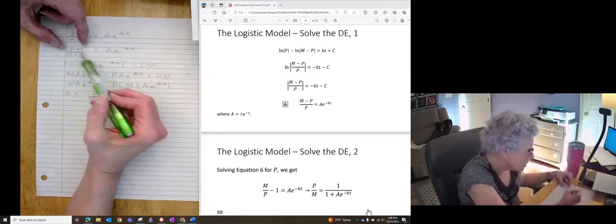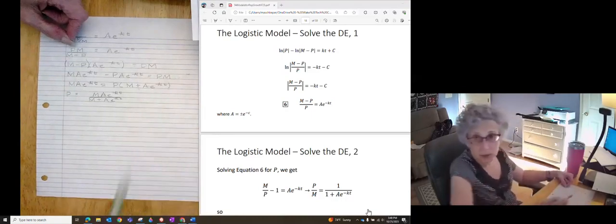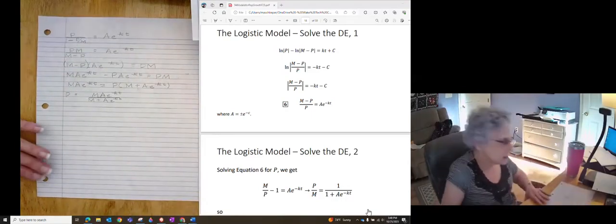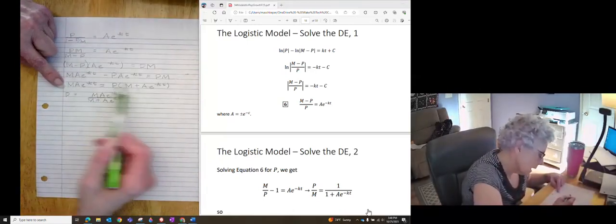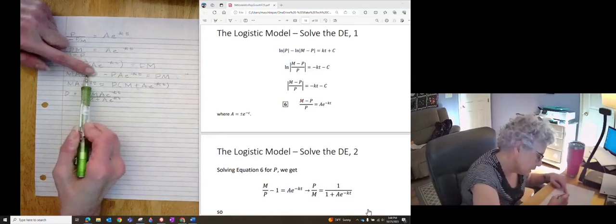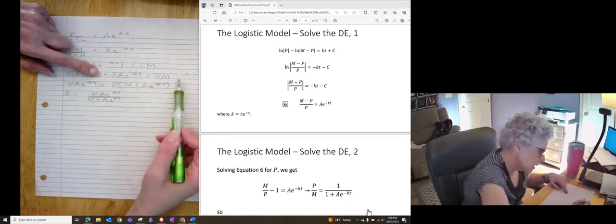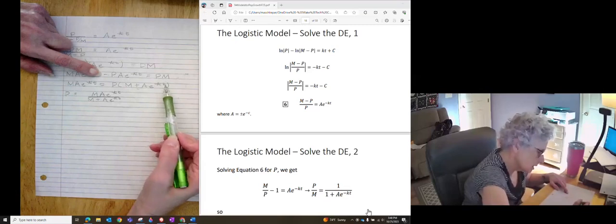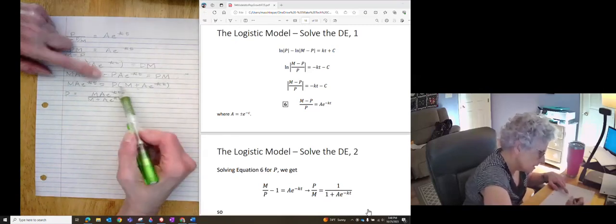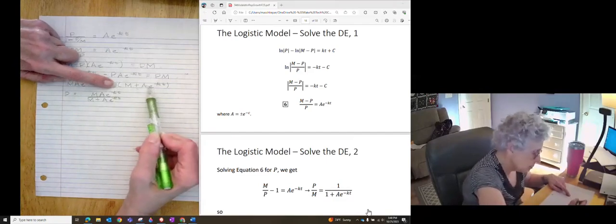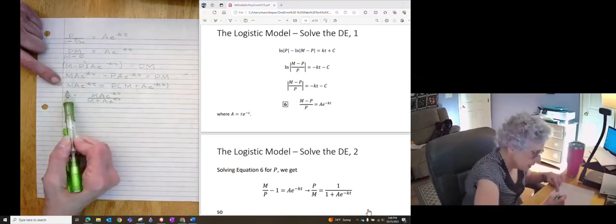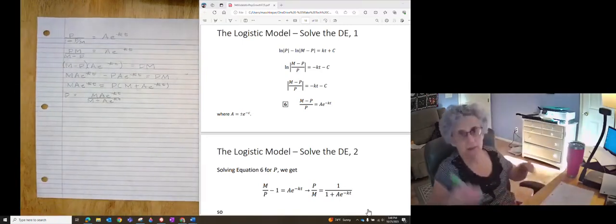My goal was trying to isolate p, because that is my goal, to get a function for p. So then I left this term over here. I added p times a e to the kt to both sides. So I factored out the p. Then I divided both sides by the m a e to the kt.